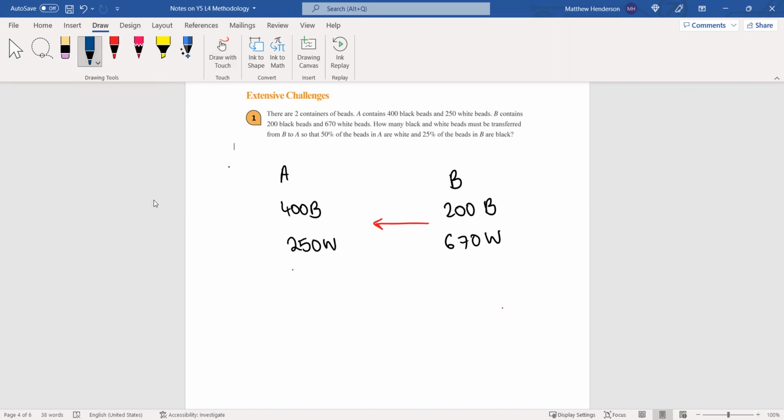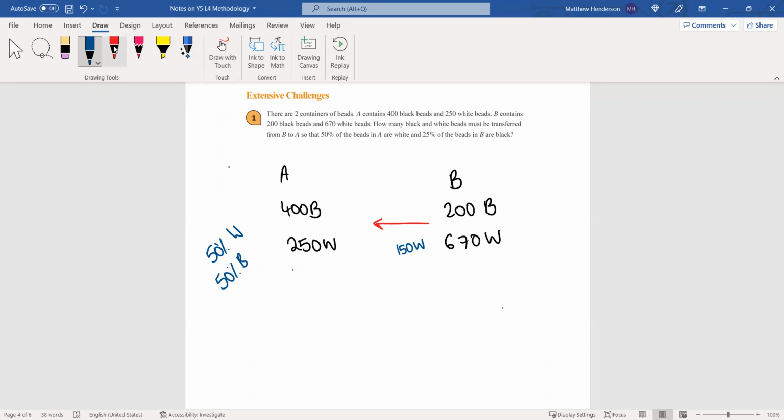And we know that in A, we want to have 50% of the beads that are white. And what that means, if I want to have 50% white, I need to have 50% black balls as well. So that means these guys need to be the same. I'm going to start off by moving across some white beads from B to A so that these are the same. How many do we need to move across? I need to move across 150 white beads.